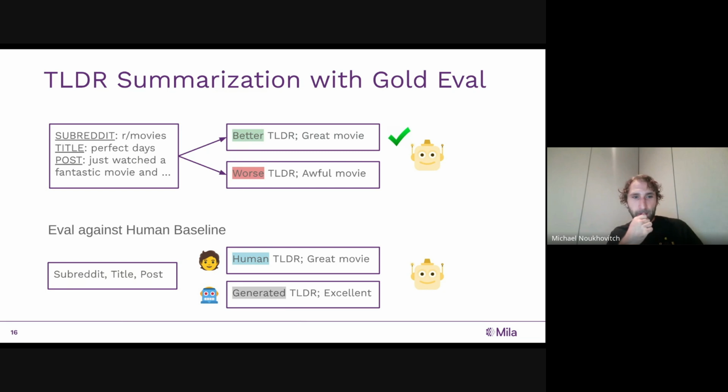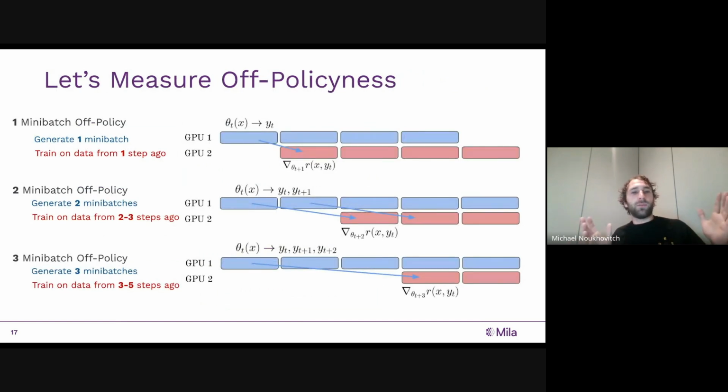We can then eval against a human baseline, and pretty much the thing that we're measuring for success is how much better our generated response is than the default human response according to our gold reward model, or equivalently, evaluated by GPT-4 or some API. And the thing that we're going to ask is, how do we measure how off policy we are? We said that we're not going to train from the data our model itself generated at that step, but we can train on data from many previous steps.